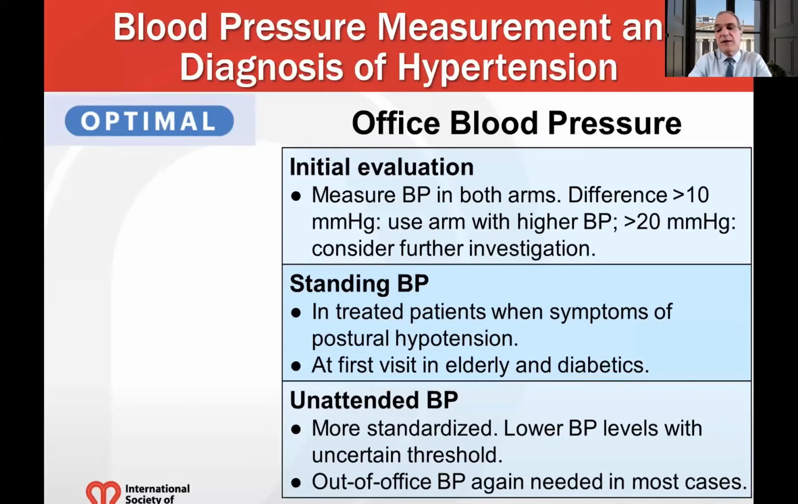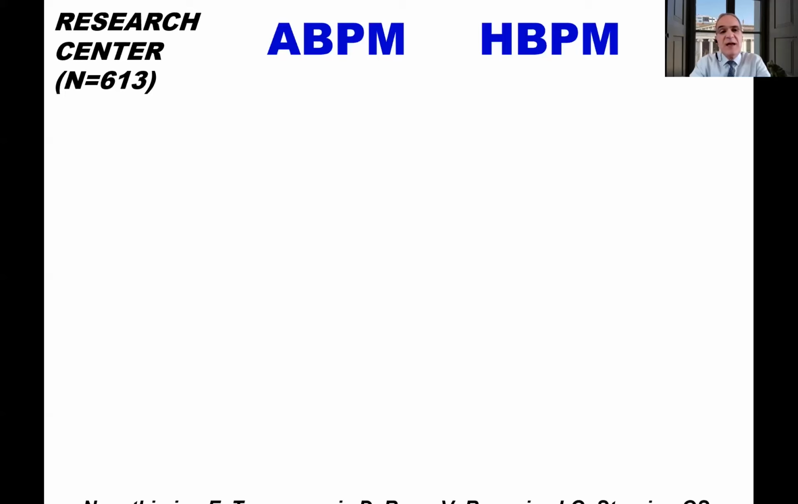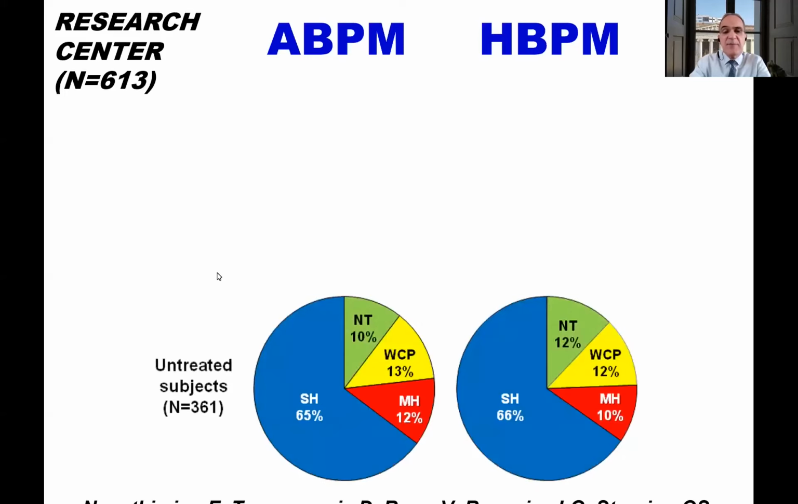So moving now to ambulatory blood pressure measurement, many people would say that this is a great method. You can see here data from our center, a research center. We used ambulatory blood pressure monitoring and home monitoring in all patients. And you can see here in untreated people, we have white coat hypertension 12 or 13%, either with home or with ambulatory monitoring, masked hypertension 10 to 12%. So in 25% of our patients, even with carefully taken office measurements in a research setting, office blood pressure is misleading.